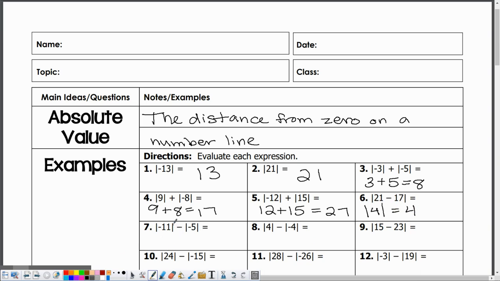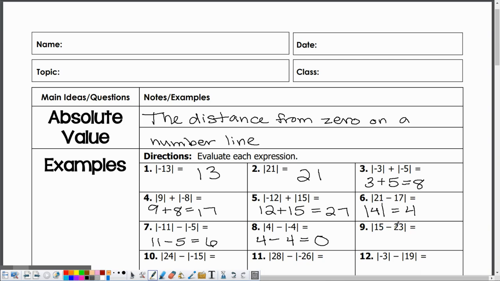All right, so again, we're going to do what's inside of the absolute value bars first. So the absolute value of -11 is 11. The absolute value of -5 is 5. And we're going to do 11 minus 5, and that's going to give us 6. The absolute value of 4 is 4, minus the absolute value of -4, which is also 4. And 4 minus 4 is 0.